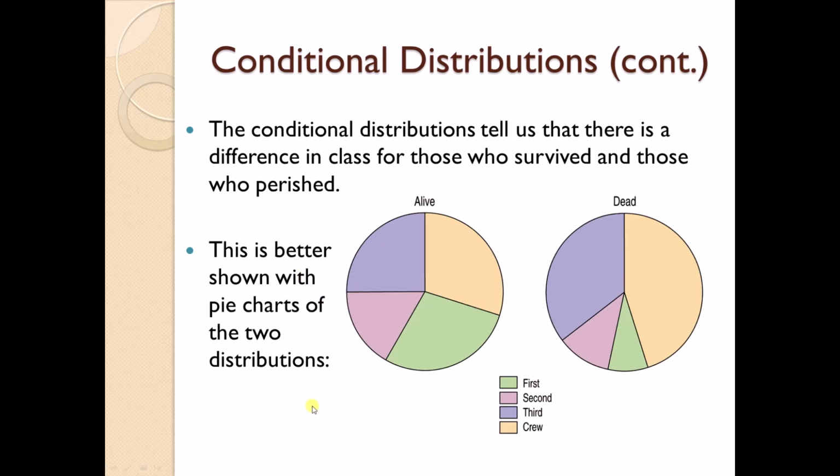It says it's better shown with pie charts of two distributions. I actually like to look at segmented bar graphs and do them in a comparative setting. So I think those are next. Because remember, I don't ask you to build any pie charts.